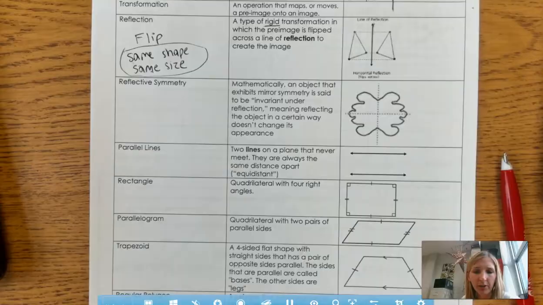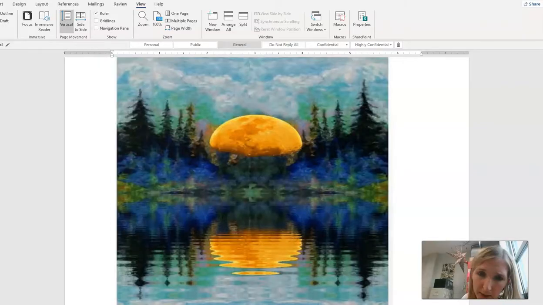So let's take a trip to the museum. Let's look at some artwork here. This is reflective artwork. Now, where is that line of reflection? Will I draw the line of reflection right down the middle? Yes, but am I drawing it horizontally or vertically? If I fold the image on top of each other, what line would make it look exactly the same?